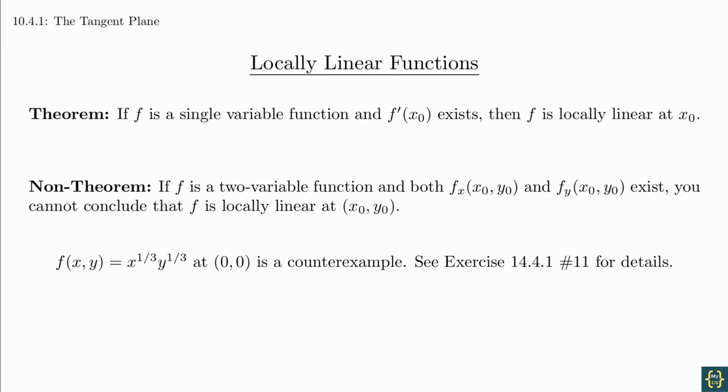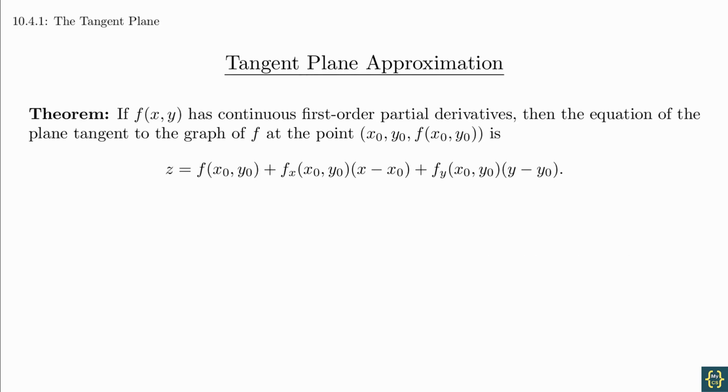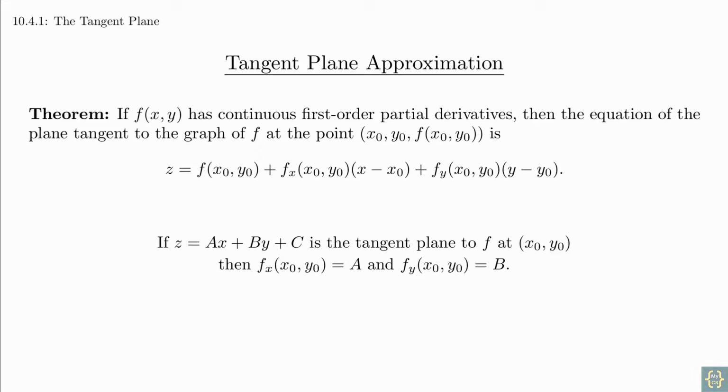The work that we're going to do uses the following theorem. Theorem: if f of xy has continuous first-order partial derivatives, then the equation of the plane tangent to the graph of f at the point x0, y0, f of x0, y0 is this equation. When the function is locally linear, this tangent plane can be used to approximate the function near the point x0, y0. We can also turn this around.